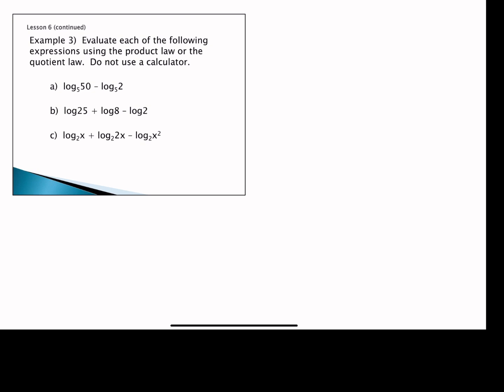What we want to do now is use a combination of these laws to complete the following examples. So it says evaluate each of the following expressions using the product law or the quotient law. And here we're saying don't use a calculator. So there are ways for us to simplify these logarithmic expressions, but we don't have to use a calculator. We're going to use a combination of some of the shortcuts that we've been learning in class the last little while and the new introduction of these two laws.